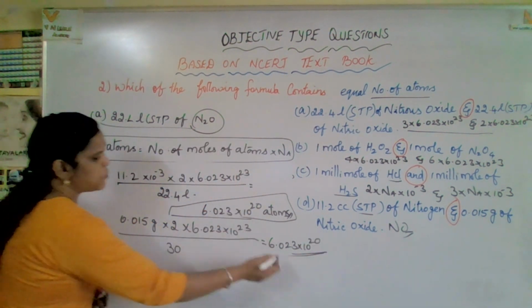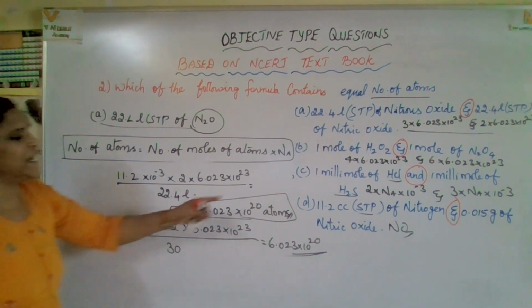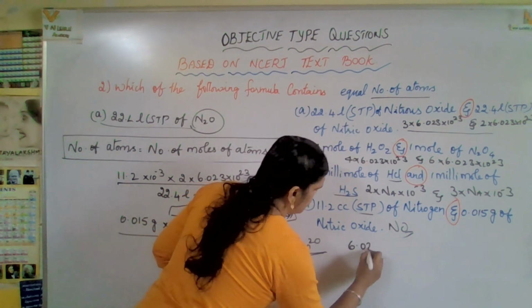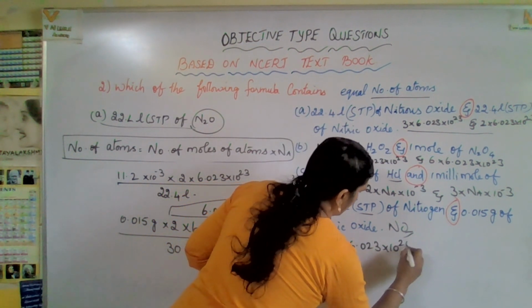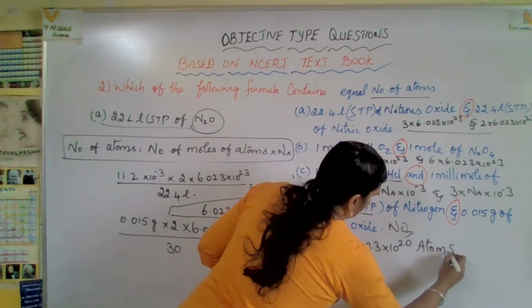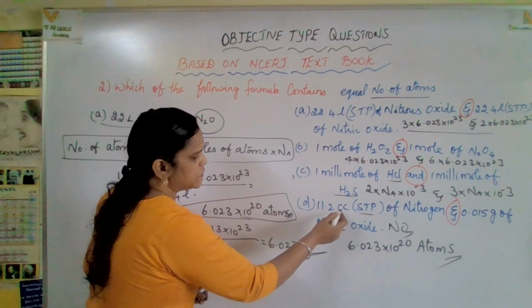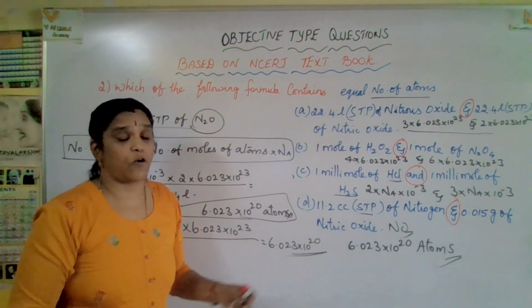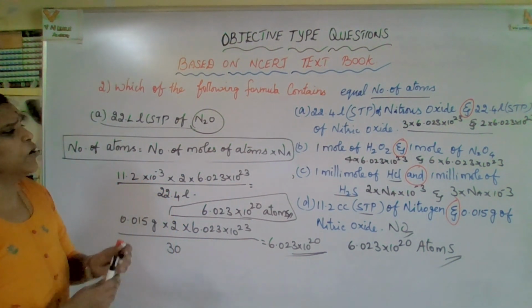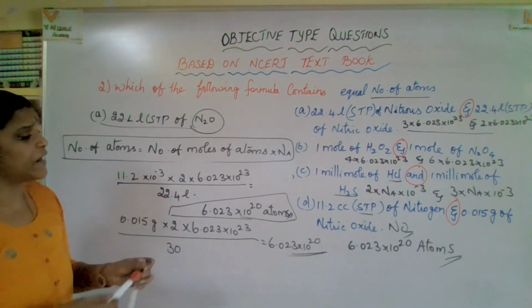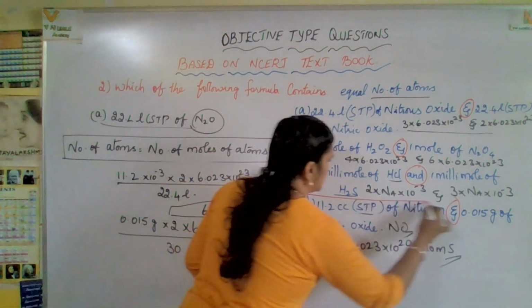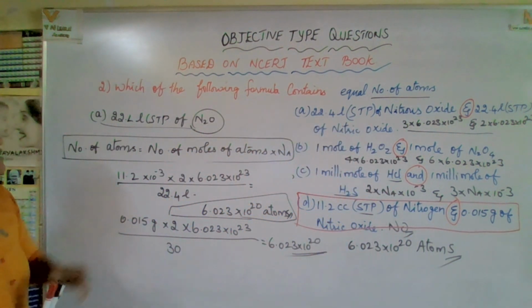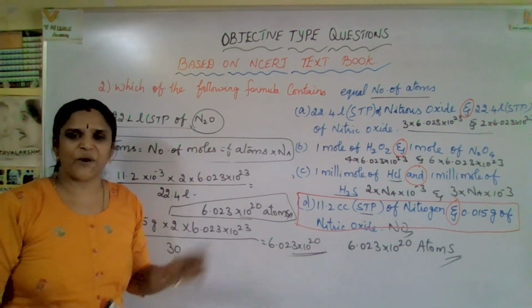So that means these both are actually equal comparatively other. So which is the correct option? So this is actually 6.023 into 10 to the power of 20 atoms for both of them, 11.2 cc at STP of nitrogen and 0.015 gram of nitric oxide. Hope you got a clear idea about all these sums. So that means which is the correct option? Come on. Yes, you know the answer. Yes, fourth option only is the correct option. Yes. Come on, let's go and find out some more interesting and important questions.